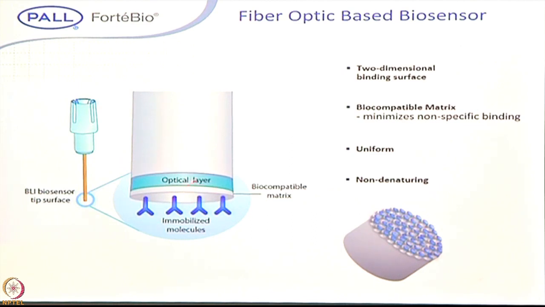The matrix we have coated at the tip is biocompatible. It is inert in nature. You can work with any kind of physiological systems and buffers, and you can work in pH ranges from 2 to 10, depending upon the application. Most biomolecular interactions happen at physiological pH. It is uniform: when we manufacture the sensors, it is uniform across the lots. We test and then release them. The coated material is non-denaturing. It will not interfere with your interaction system. The diameter of the optic fiber is only 600 micrometers, so you require a very small amount of sample to immobilize on the sensor surface.